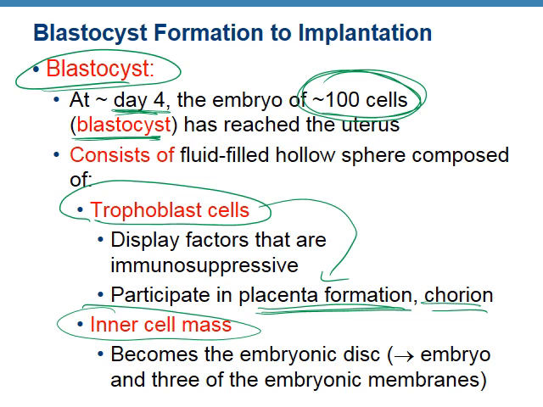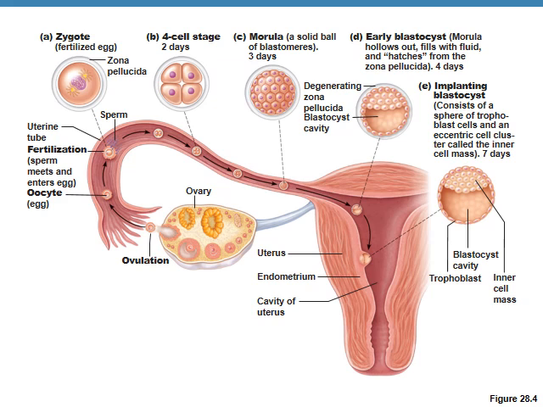Then we have the inner cell mass, which is actually going to have the 3 embryonic membranes, the mesoderm, the endoderm, right, ectoderm, that are going to create all of the structures. This is a nice visual representation of the division that's happening.